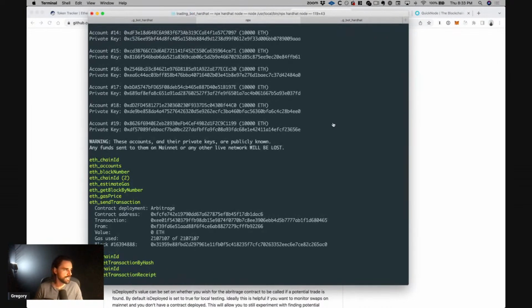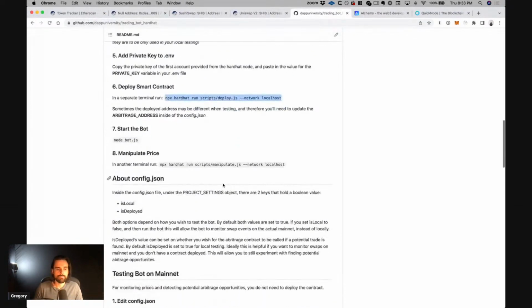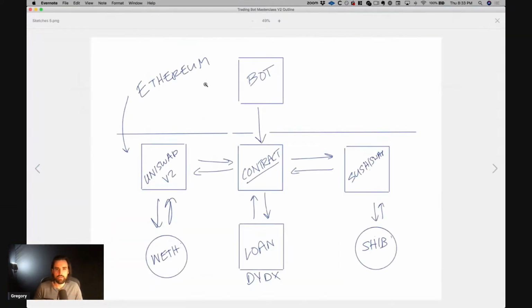All right. That's the next step. Now, let's talk about this part of the equation, which is running the bot. Okay, we've got the contract on the network. It's plugged into all this stuff. Now let's start the bot.